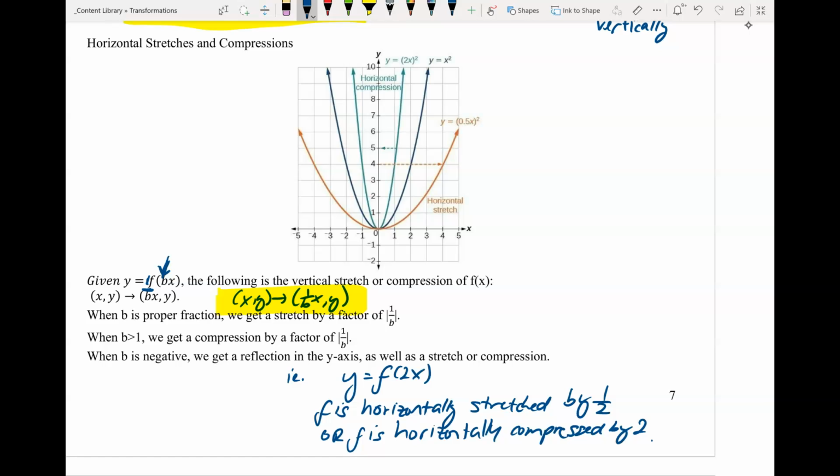For example, let's say we have y equals f of 2x. We explain this as f is horizontally stretched by a half, or f is horizontally compressed by 2. So one of these is fine. If you want to find your new x and y points, you use this transformation: (x, y) will change to (1 over 2 times x, y), and you leave y alone. If our b value is negative, then we also have a reflection in the y-axis. So to describe that in words, you would say there is a reflection in the y-axis along with horizontally stretched by a half.